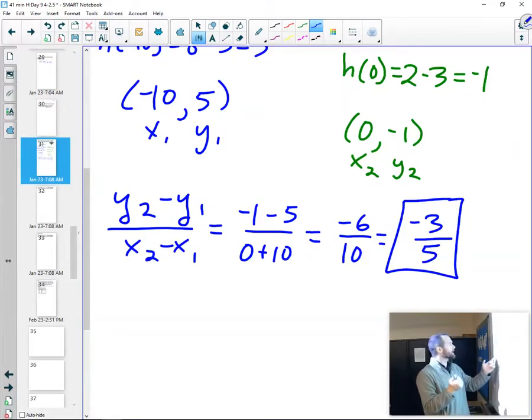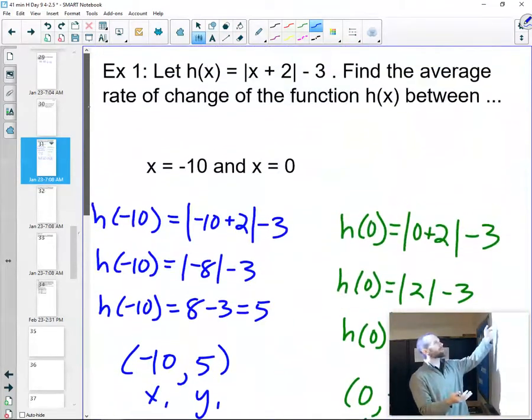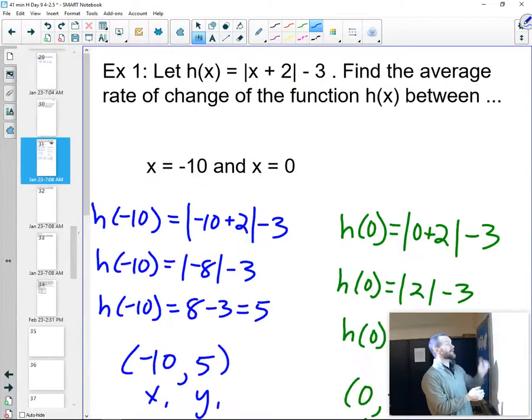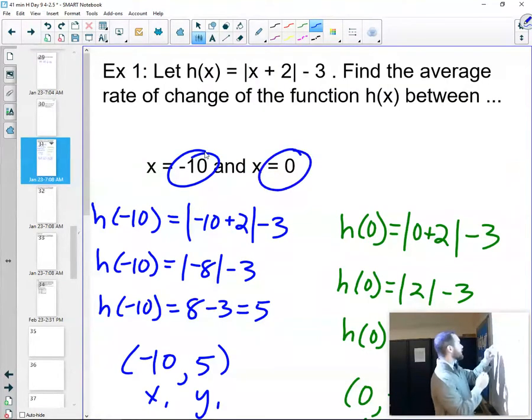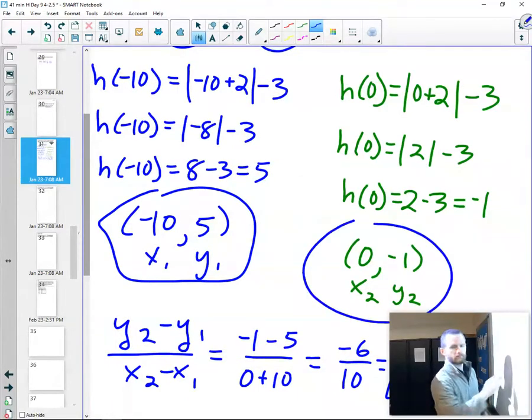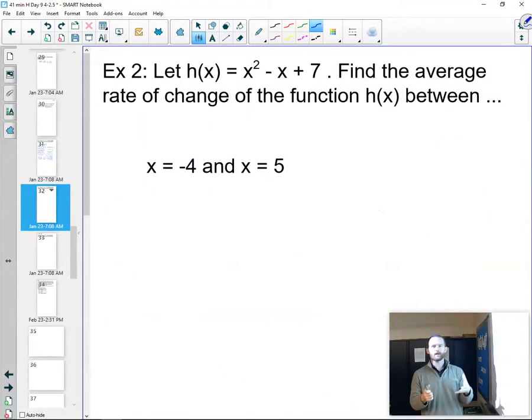So really, all we have to do here to make this problem, or these types of problems, just as easy as the warm-up, is whatever x values they give us, plug those in to find your points, and then you just use your rate of change formula. That's it. Let's do a couple more just to make sure we have this.